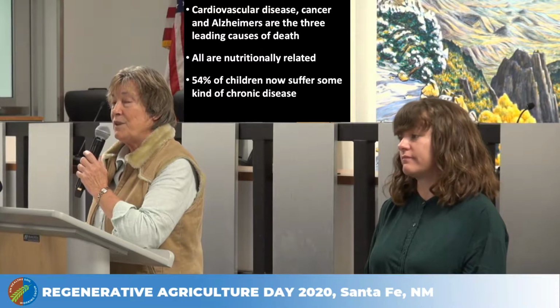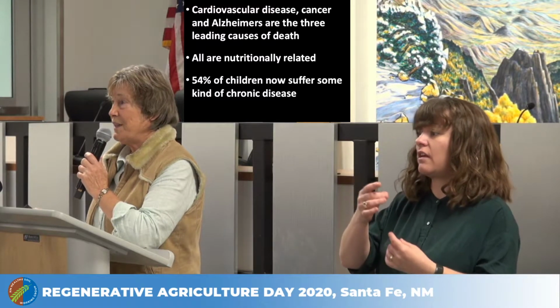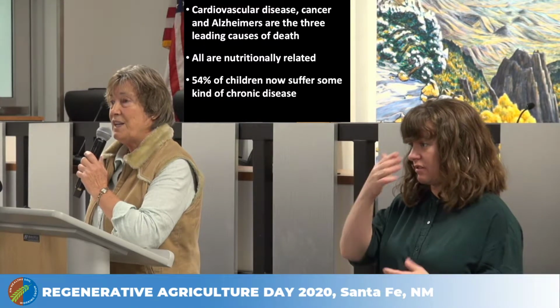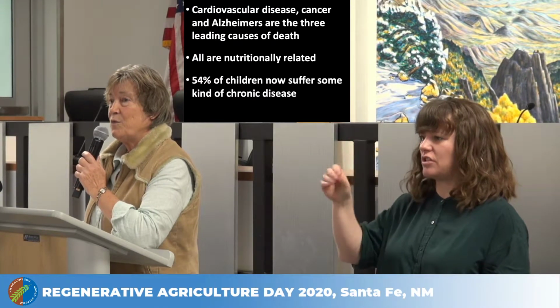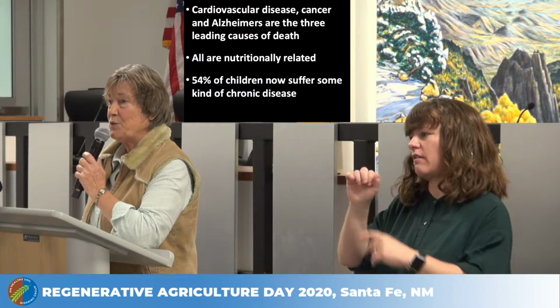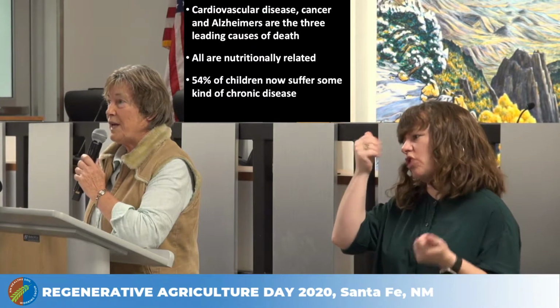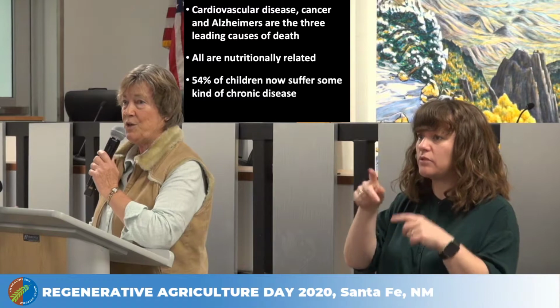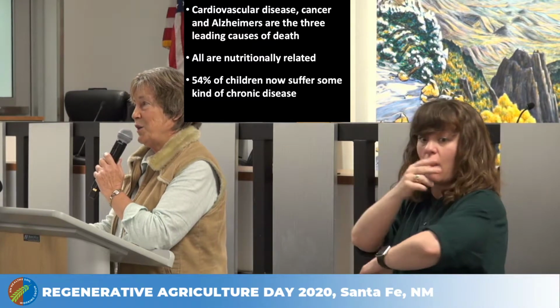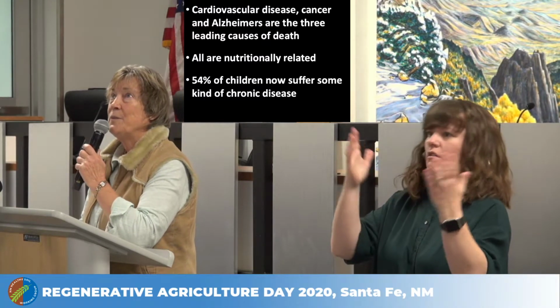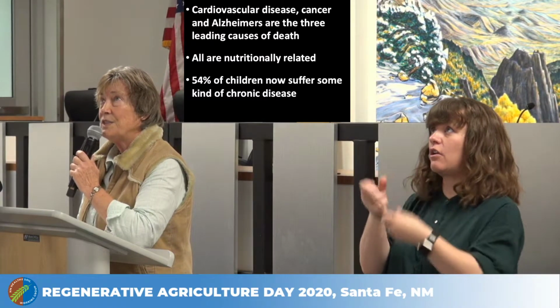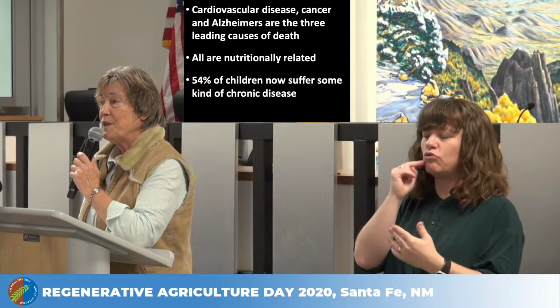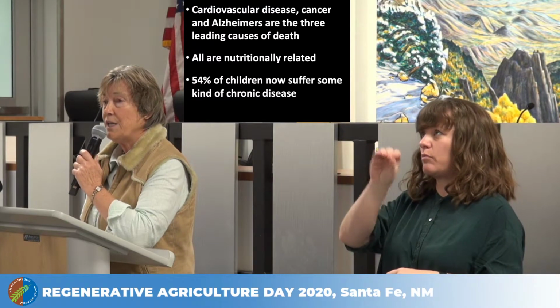And interestingly, with the Alzheimer's, I heard someone say the other day that if you reach the age of 80 in this country, you've probably got like a 90% chance of coming down with some form of dementia or Alzheimer's. And when you look at what happens to people when they go into those dementia hospitals, what they're eating, oh my goodness, it's only going to make it worse. So those three leading causes of death are nutritionally related, and 54% of our children now suffer some kind of a chronic illness.